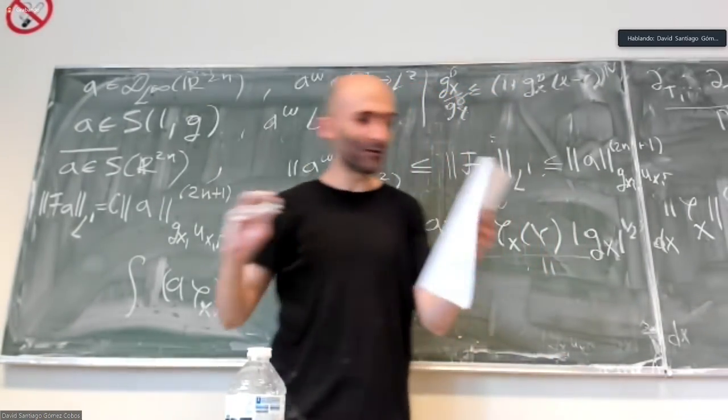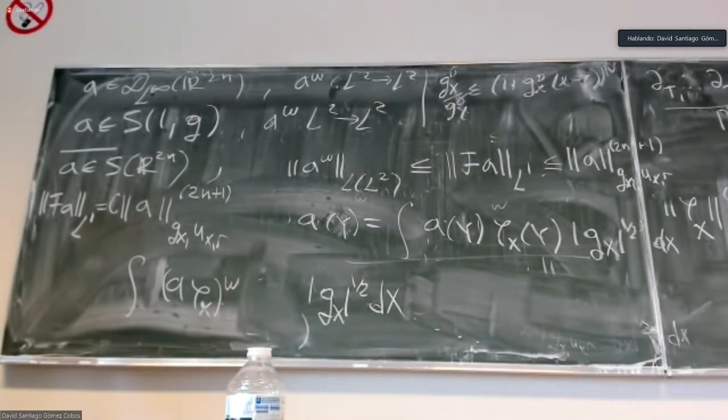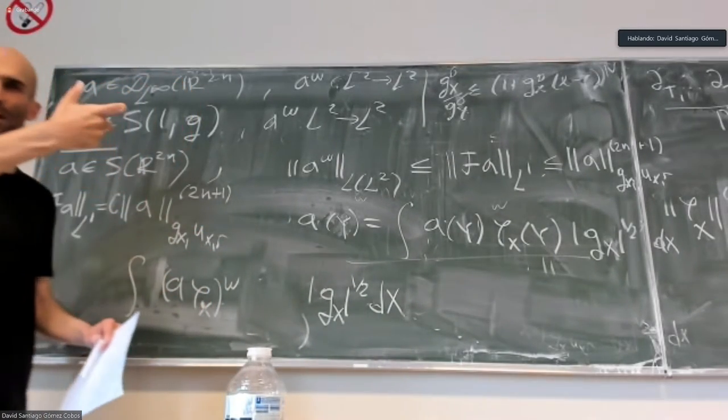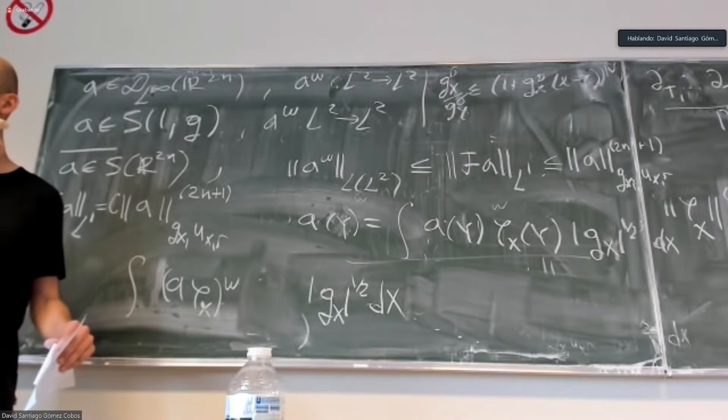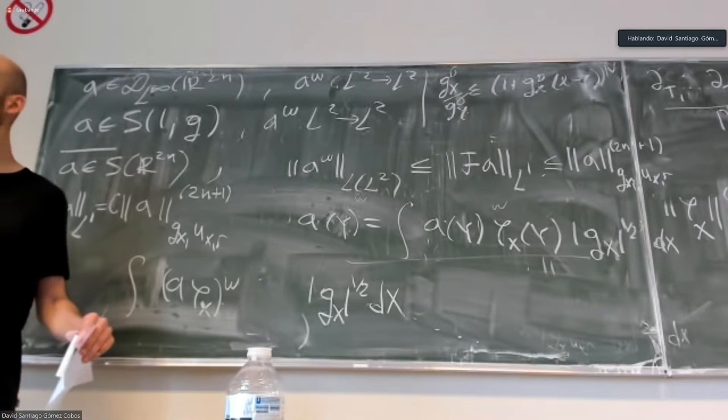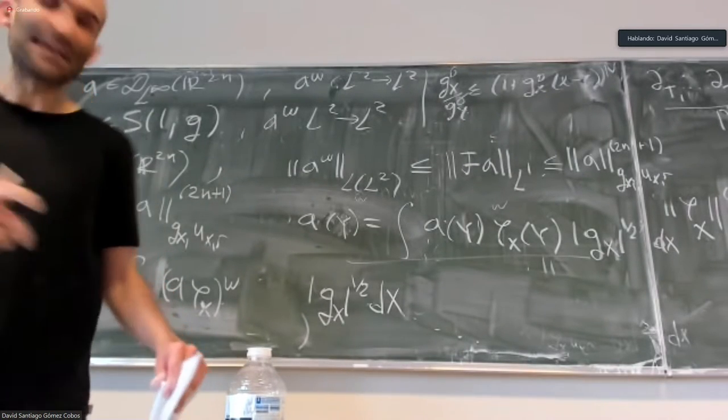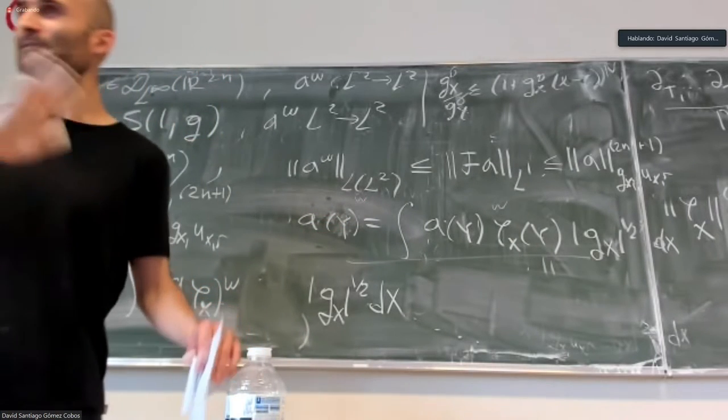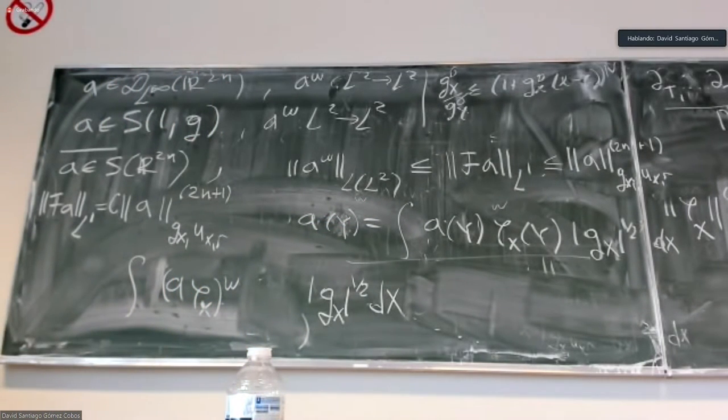Okay, let's not delve into it too much. You have to estimate this operator together with its complex conjugate and then use the Cotlar lemma, if you know the Cotlar lemma. So it's like a sure test. I cheated a bit there, but that's the whole idea.